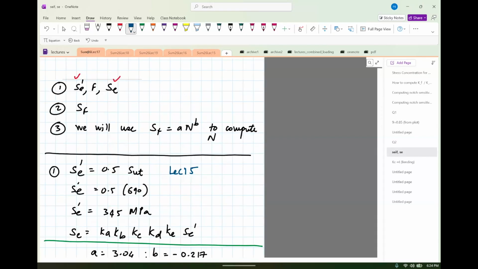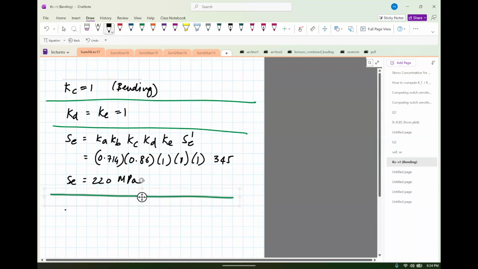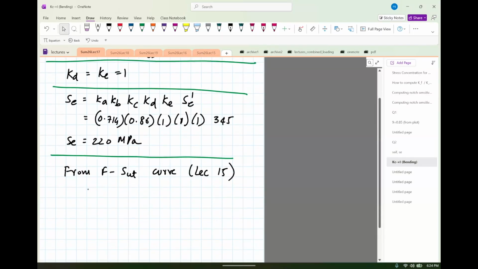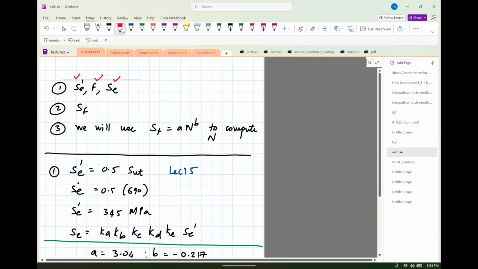Okay, so from the F SUT curve, which was lecture, I think 15, F is approximately equal to 0.84. Okay, I think we are pretty much done with all these. Now let's compute SF.